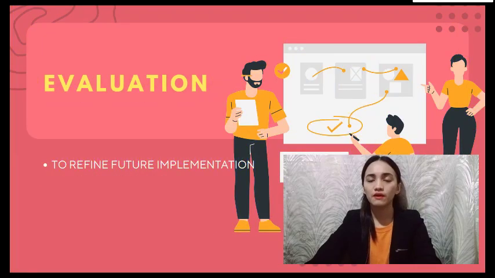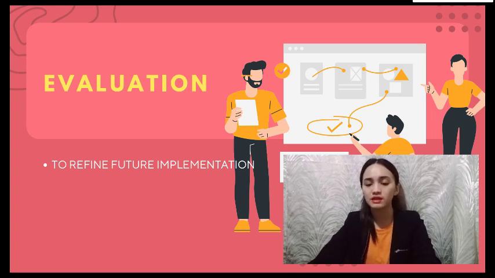So, evaluation is used to refine future implementations. The term evaluation refers to the systematic analysis of data and information that relates to the work to help us achieve better outcomes for the program.